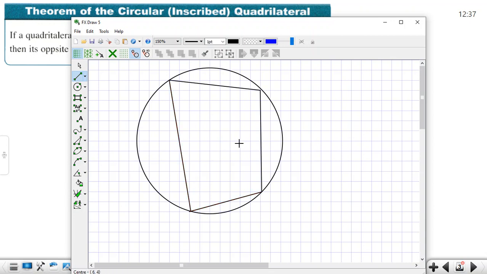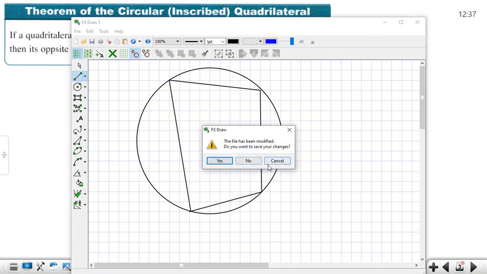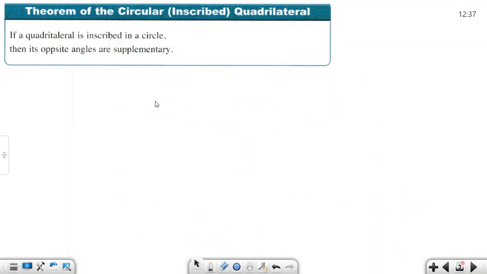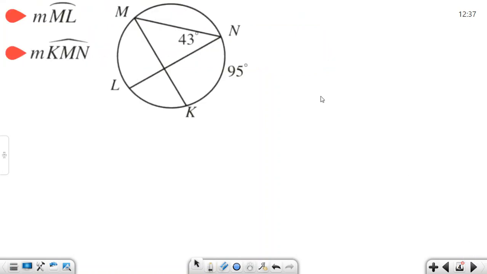These two angles together are 180. These two angles together are 180. That's the idea. Okay, let's continue. If a quadrilateral is inscribed in a circle, we can say opposite angles are supplementary.